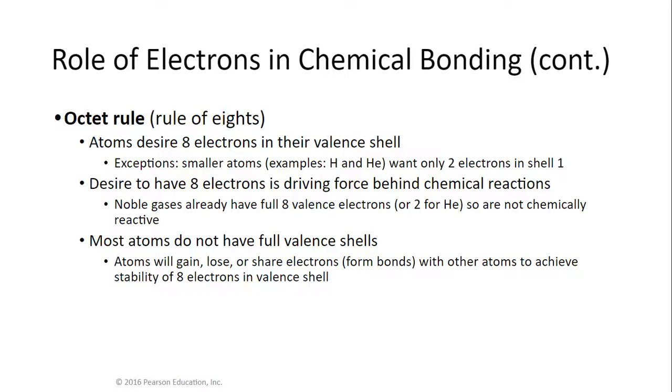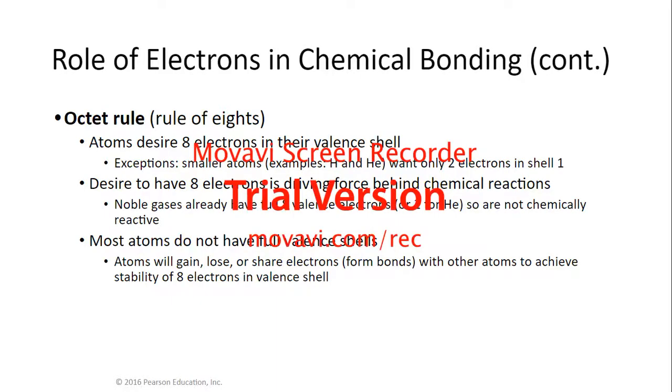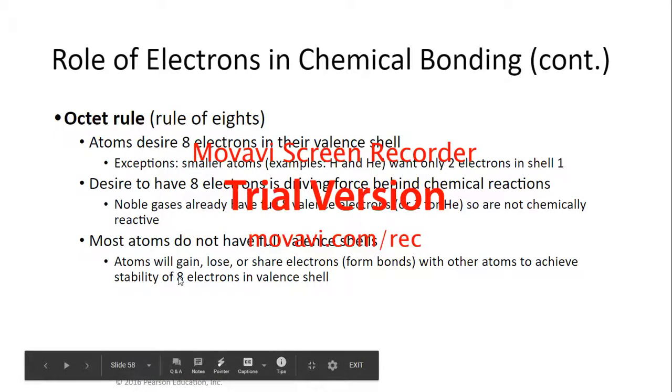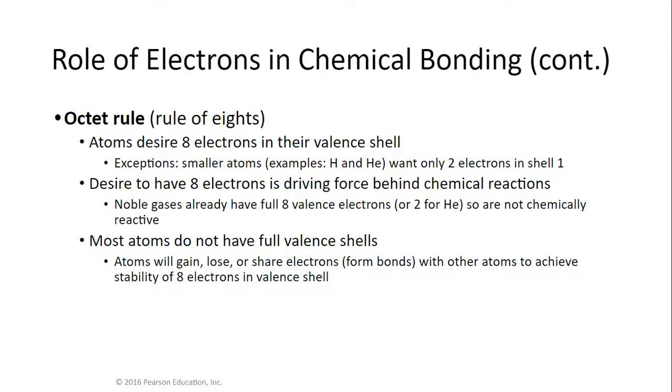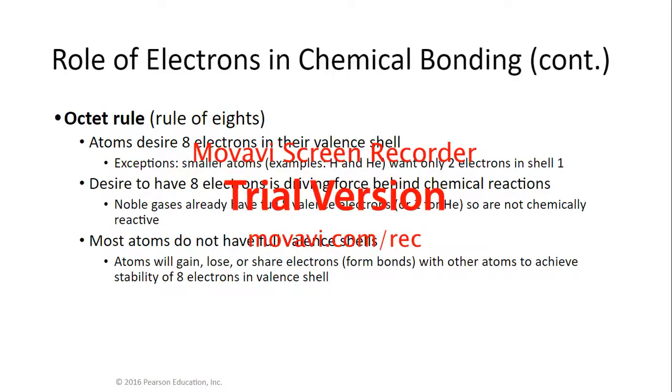But all the other atoms want to achieve the octet rule. They want to achieve the 8 valence electrons, and they do that different ways. Sometimes it's giving away electrons, sometimes it's receiving electrons, and sometimes it's sharing electrons. Sharing is called covalent bonds. When you give and take away electrons, that is ionic bonds, okay?